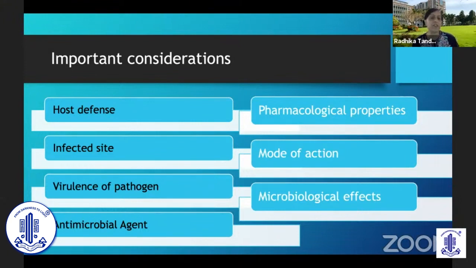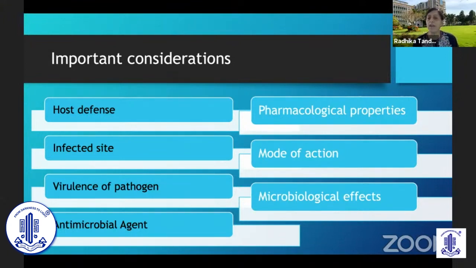Of course, as I mentioned, the infected site will be taken into consideration. Then the virulence of the pathogen. One impression that you will get about the virulence of the pathogen is going to be on the clinical course. So the usual standard workup and the way the infection is progressing, whether very rapidly deteriorating, the relentless progression of the lesion, etc., will help to give you a clue about the virulence. And then the antimicrobial agent is what you are going to provide to get rid of the infective organism.